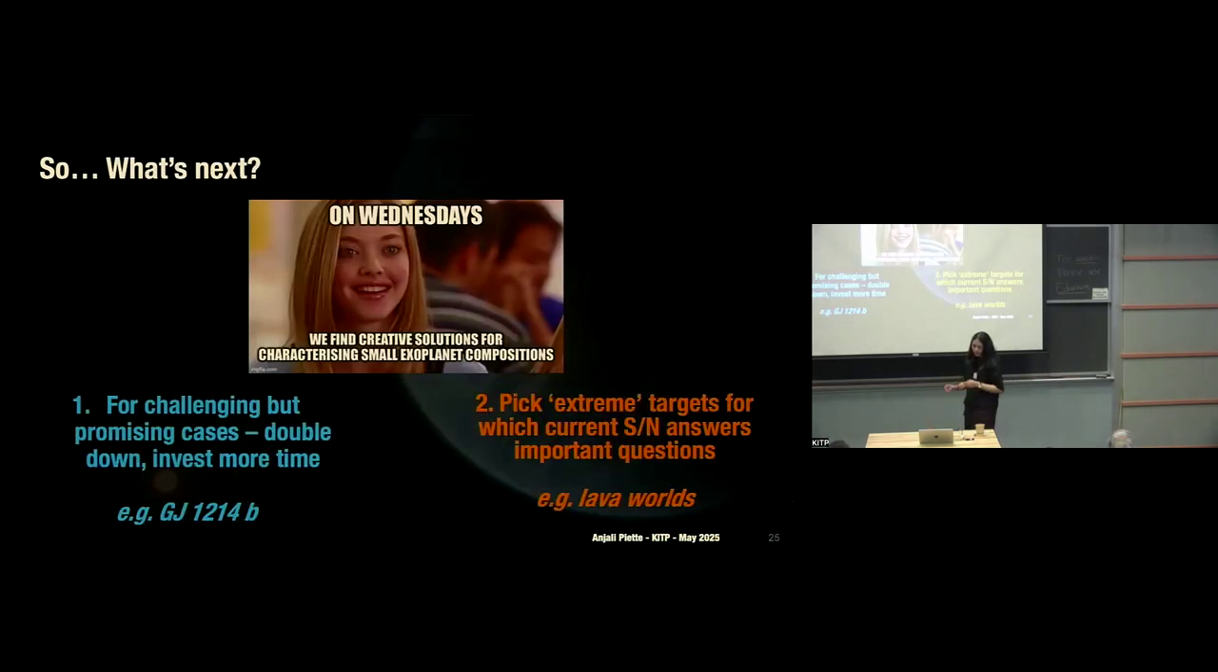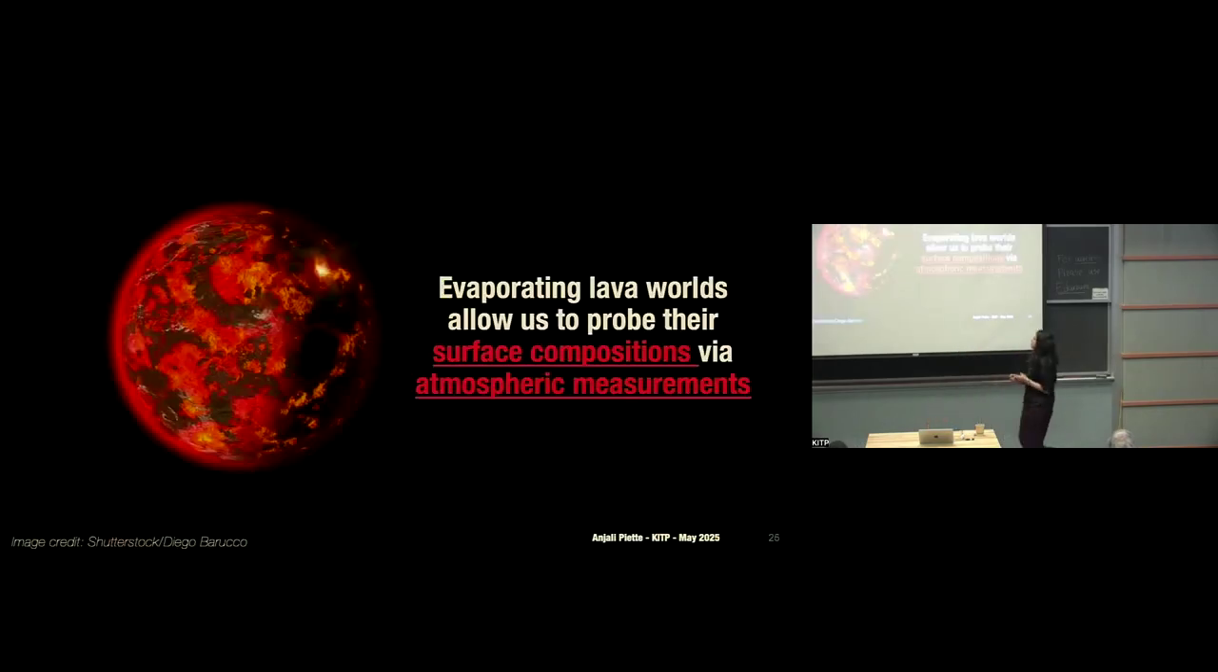Okay, in the last few minutes, I want to switch to the second case that I was talking about, which is going for some more extreme targets. One of my favorite types of extreme targets are lava worlds, because we talked about all this degeneracy in the different atmosphere and interior connections and processes. But what if we just had the interior of a planet and it was evaporating and we could just look at the surface material coming off it? Wouldn't that be so much easier? And look, we have some lava worlds in real life where we can do this.